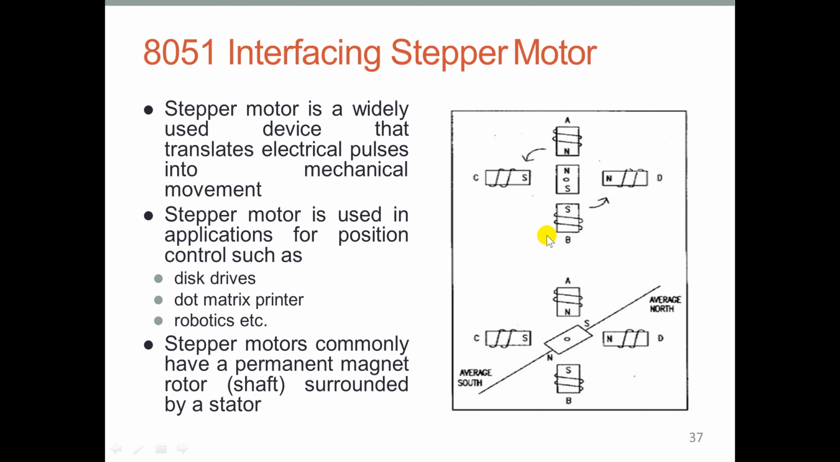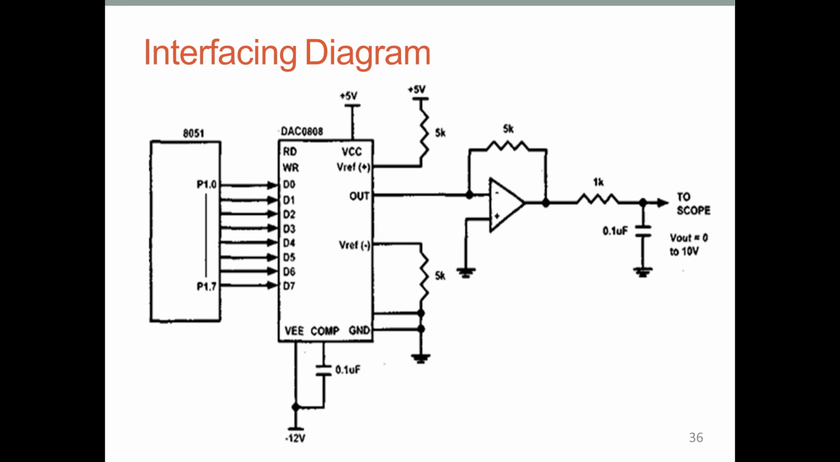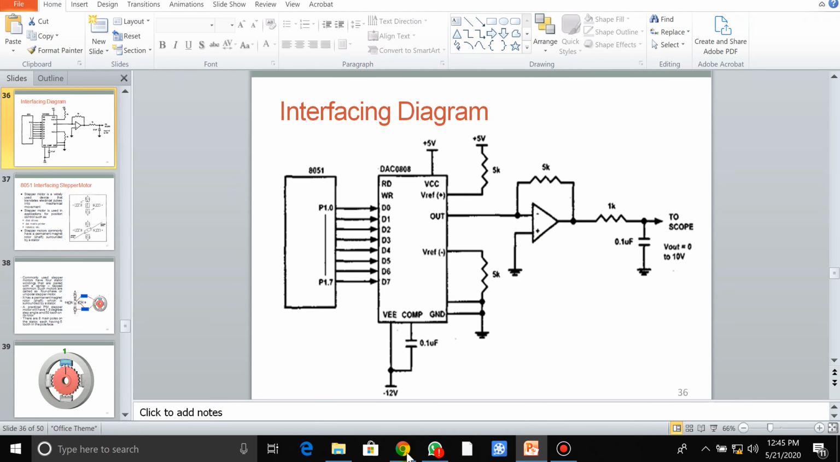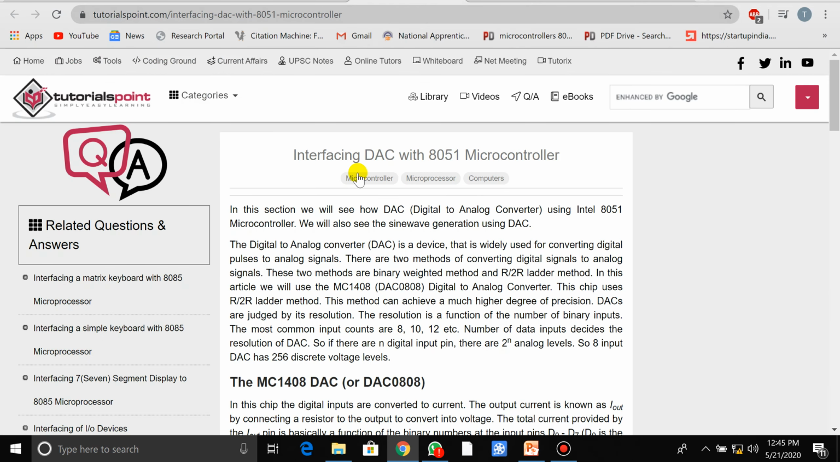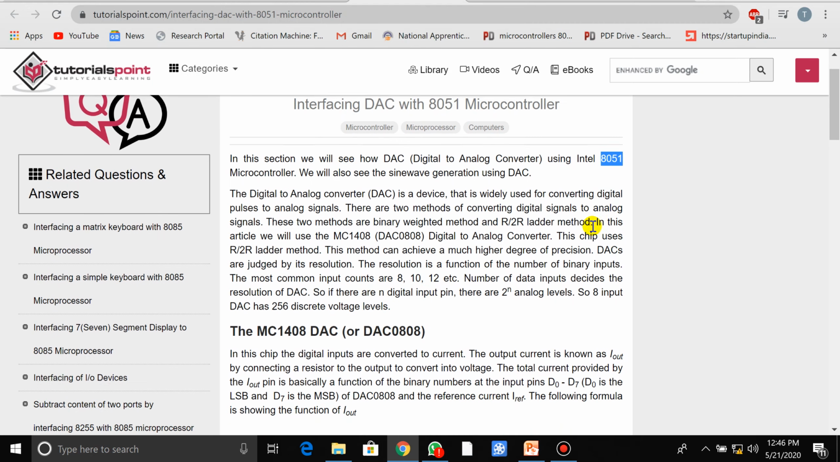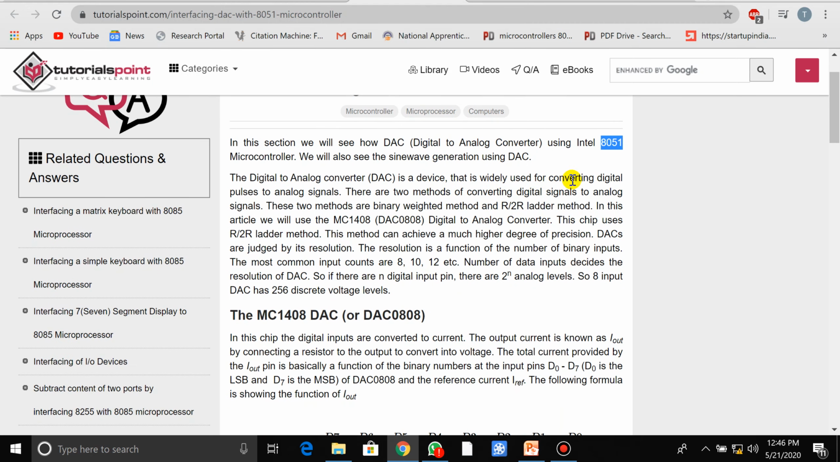Next is stepper motor interfacing. But before going to this, let us discuss the applications of this, how we are going to do it. Interfacing of DAC with the 8051 microcontroller. In this section we are seeing a DAC using the 8051 microcontroller. This is a device used to convert digital signal to analog signal, as I told already. There are two methods of converting digital signal to analog signal: the binary weighted method and the R2R ladder method.